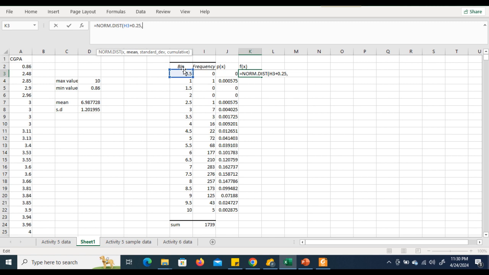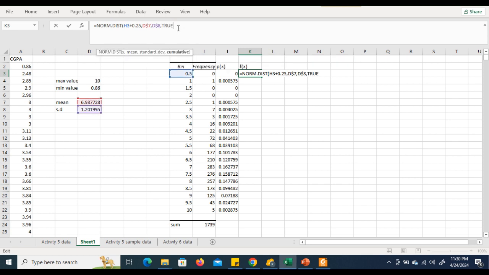This is the upper limit. Then the second thing we require is the mean. What is the mean? This is the mean. Here we have added a dollar sign, okay, and the next one is we need to consider standard deviation. Again I am going to add the dollar sign here, and the next step is we are going to consider the cumulative distribution function, right?